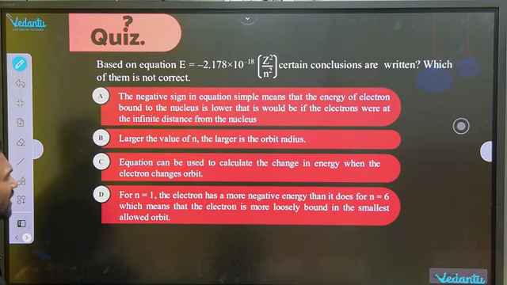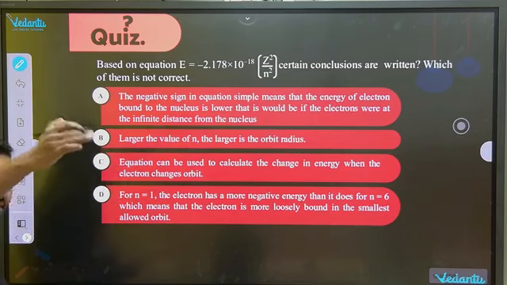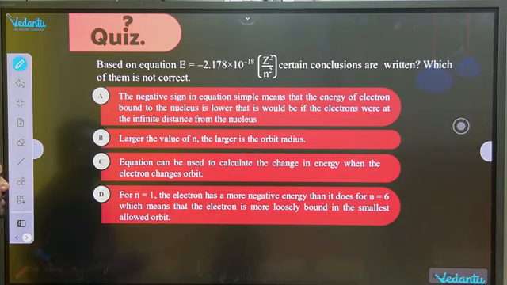Larger the value of n, larger is the orbit radius. Radius is nothing but the distance from the nucleus to the outermost shell. If the shells are increasing, the radius is going to increase. The equation can be used to calculate the change in energy when the electron changes the orbit. Okay, when the electron changes the orbit, we can find the energy.